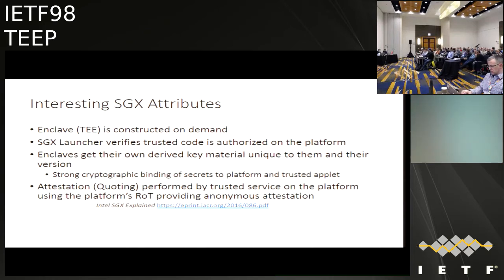Another thing that's interesting about SGX is that we use the root of trust material to derive keys specifically for the enclave. So each enclave has its own private derived key material. This creates the ability to cryptographically bind secrets both to the platform and to the trusted app. And there isn't a way for apps to accidentally share that information.